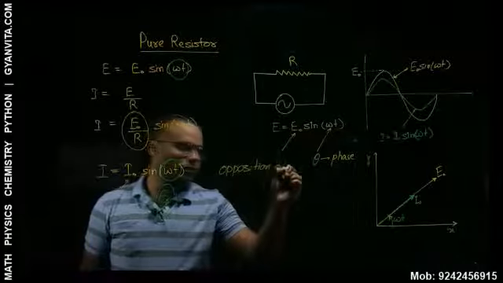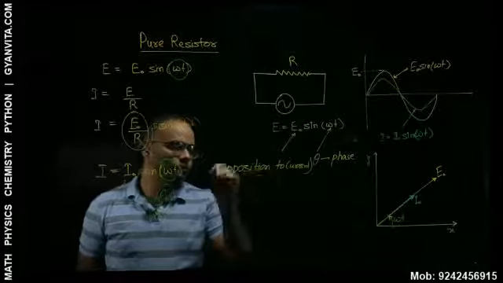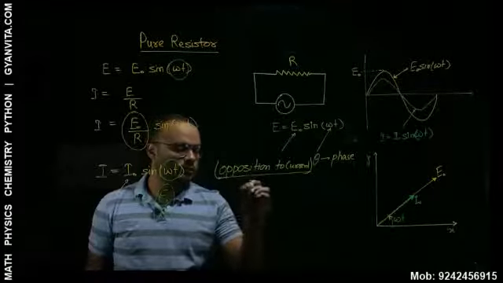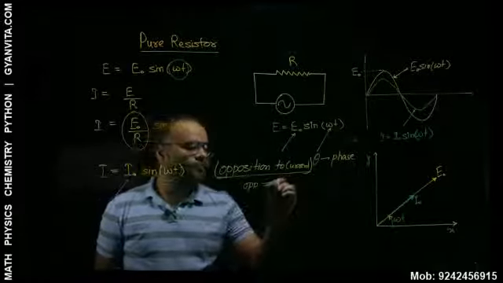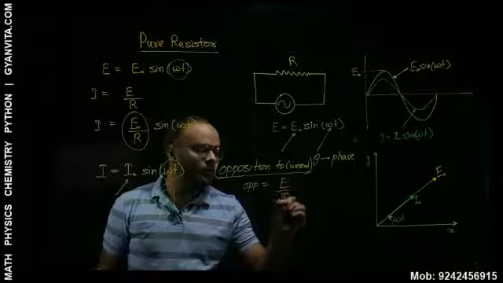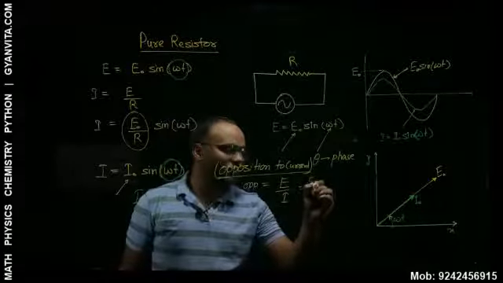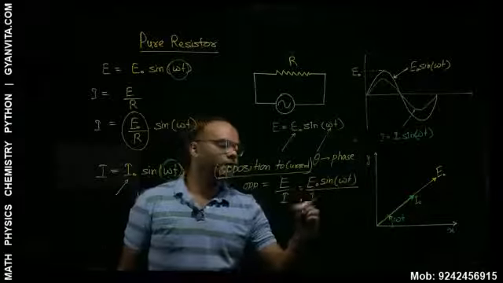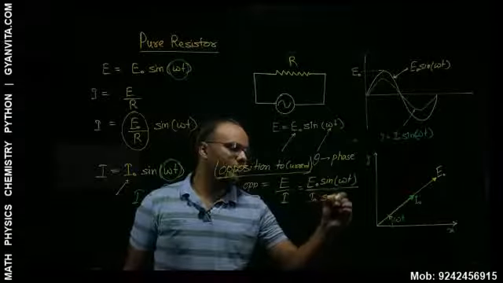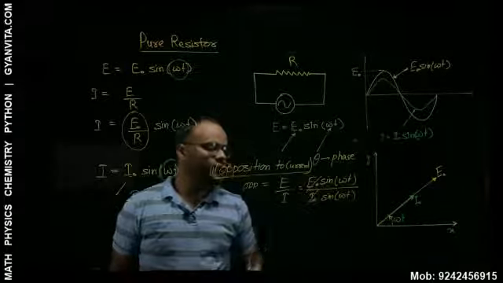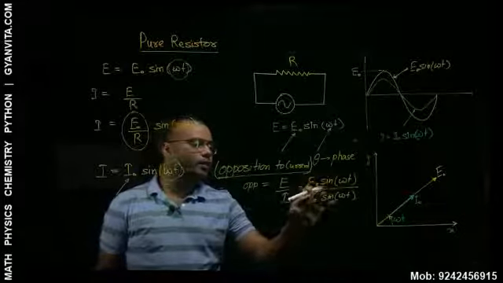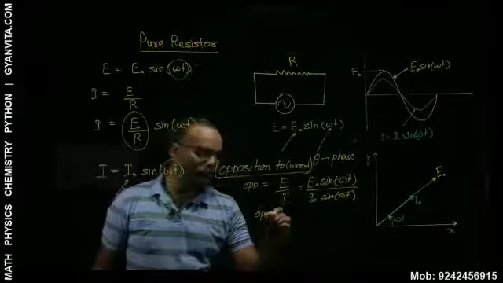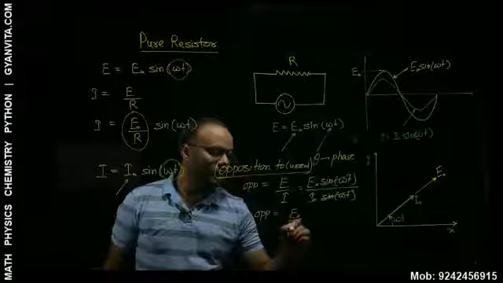Opposition to current, right? So opposition will always be E divided by I. In this case, it will be E naught sine omega t divided by I naught sine omega t, which is nothing but, sorry, the other way around, it is E naught by I naught. So the sine term cancels, and opposition is equal to E naught divided by I naught.